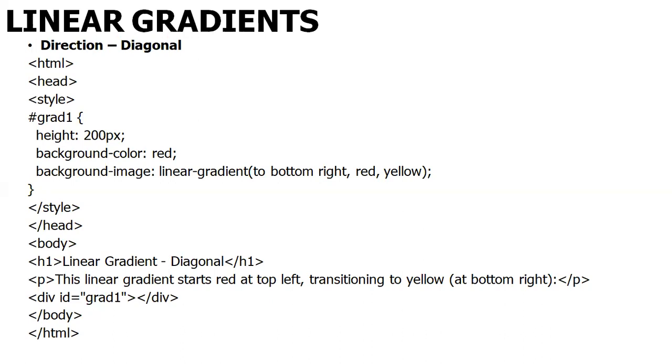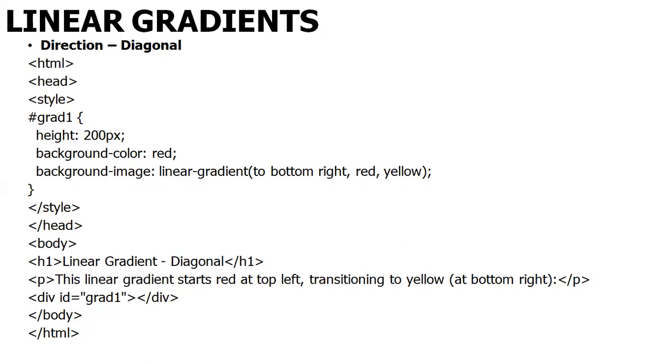The HTML tag should be open, head tag should be open, style tag should be open, #grad1, height 200 pixel, the background color red, and background image linear-gradient to bottom right, comma, red, comma, yellow. The style tag should be closed, the head tag should be closed, the body tag should be open, H1, linear gradient diagonal, H1 tag should be closed.